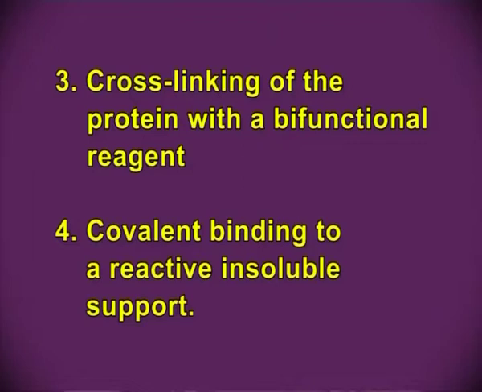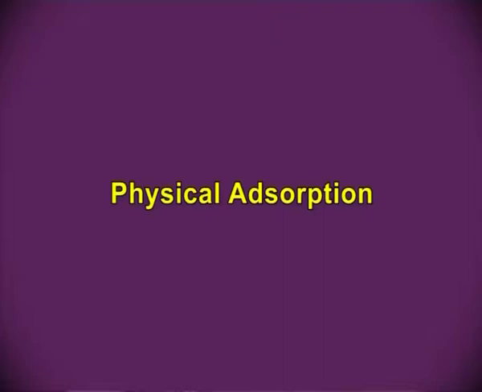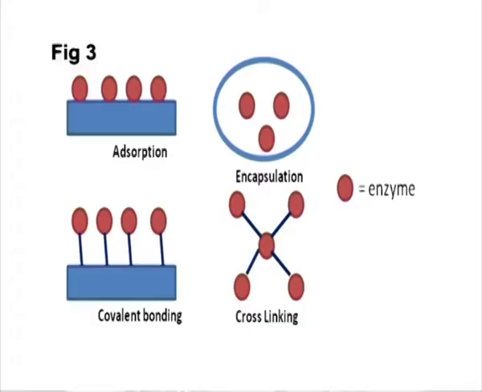Let's learn about the physical adsorption method. Physical adsorption of an enzyme onto a solid is probably the simplest way of preparing immobilized enzymes, figure 3. The method relies on non-specific physical interaction between the enzyme protein and the surface of the matrix, brought about by mixing a concentrated solution of enzyme with the solid.